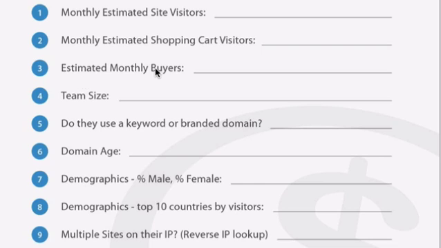So we want to try to figure out the estimated number of monthly buyers, which would be the number of shopping cart visitors, and then we take about 35 to 40% of that, assuming that almost 70% are abandoning the cart.